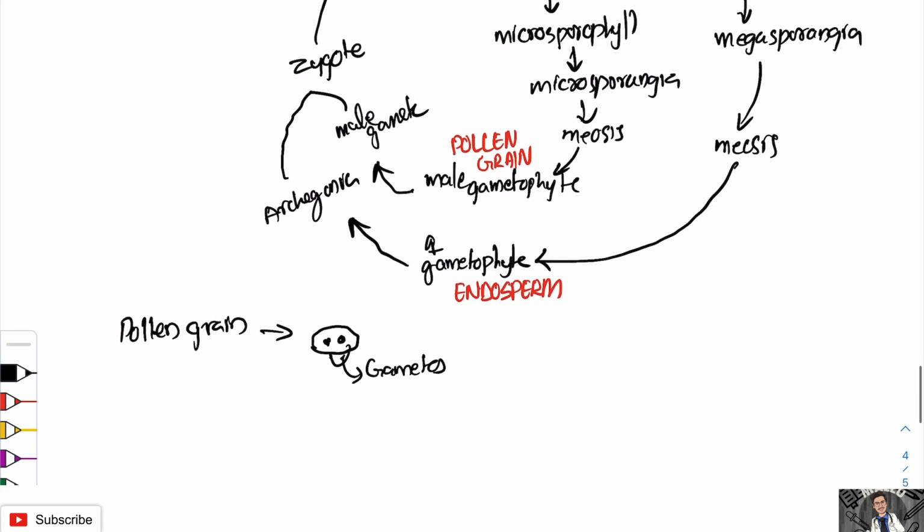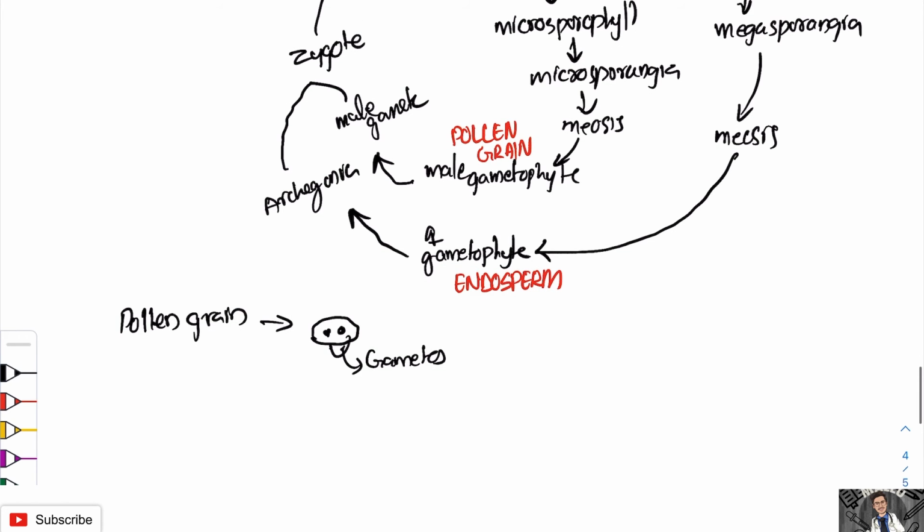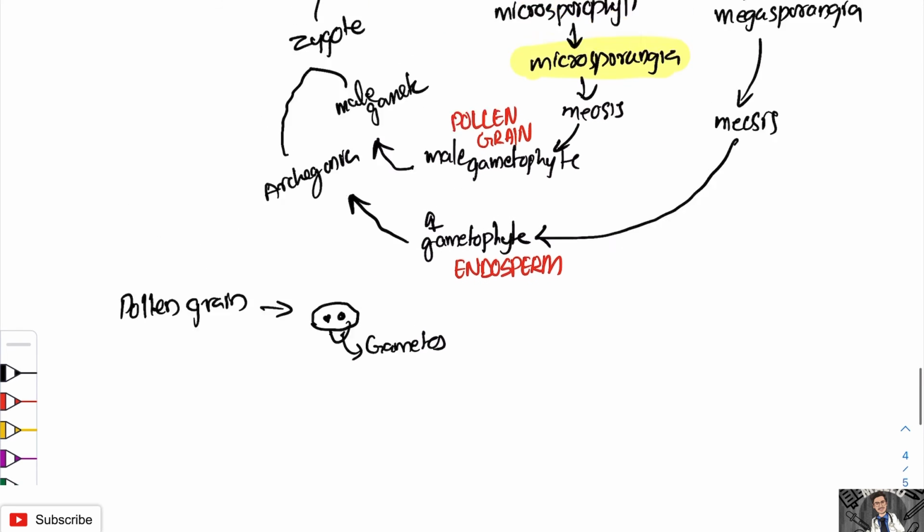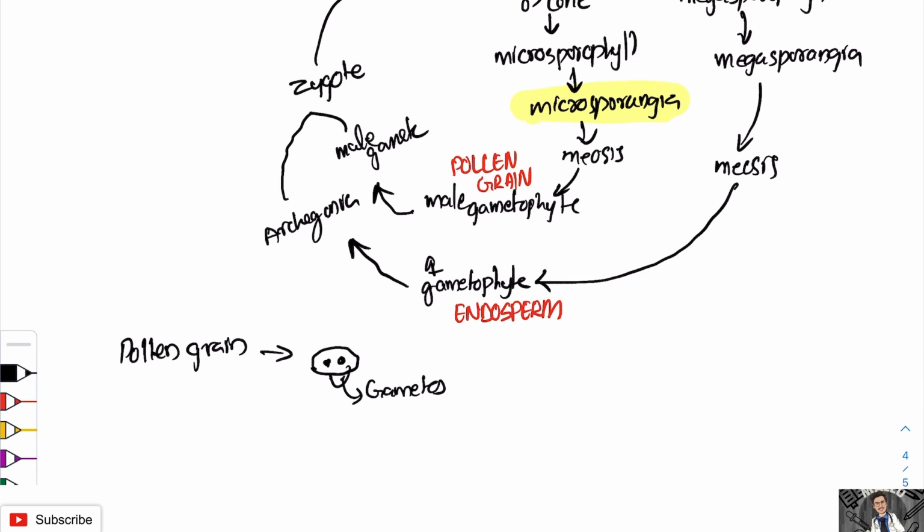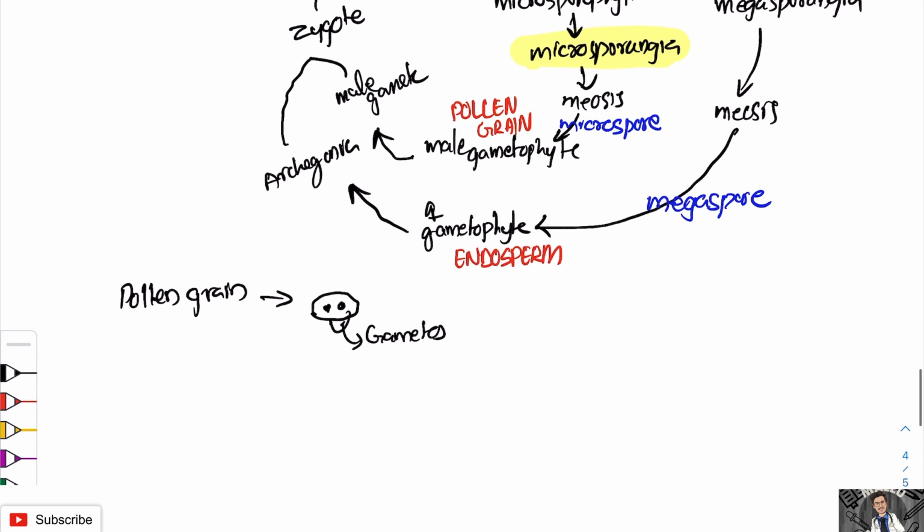Okay, another thing is that within the microsporangia of gymnosperms, we also have, I forgot to write this, we have here the microspore, and meiosis of the megaspore mother cell gives us the megaspore, and megaspore develops to become the female gametophyte. Okay, so all the microspores in microsporangia are released.